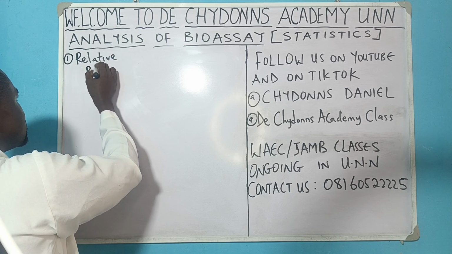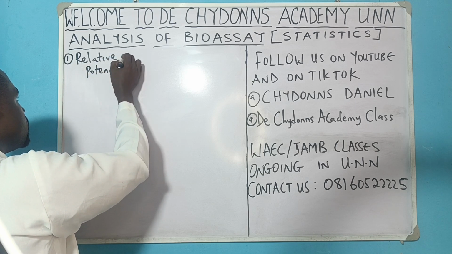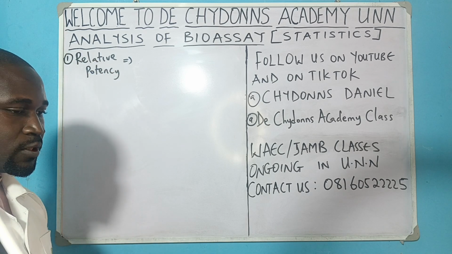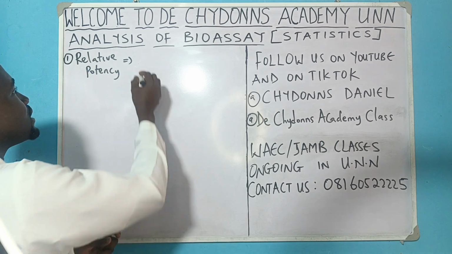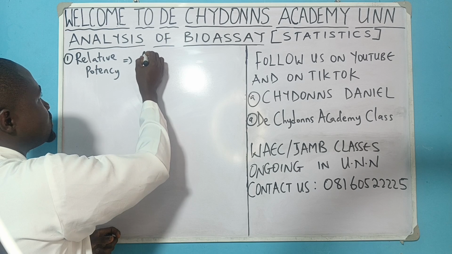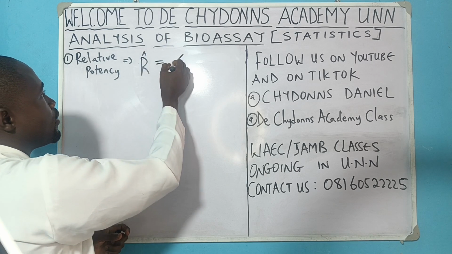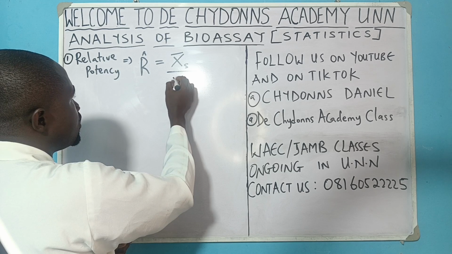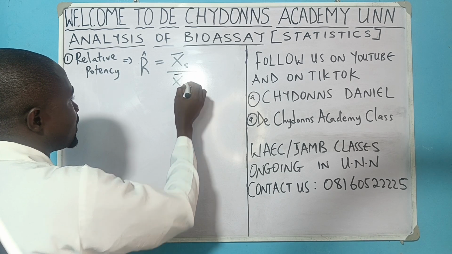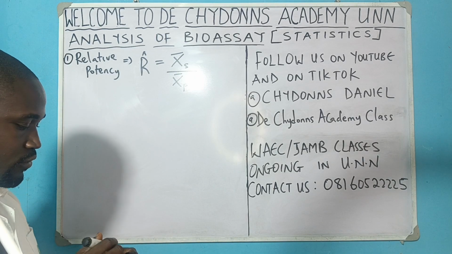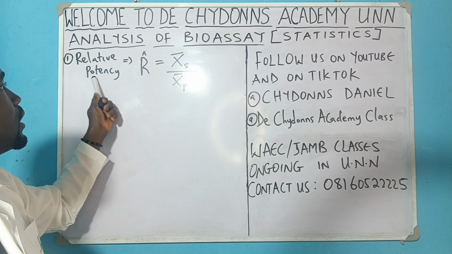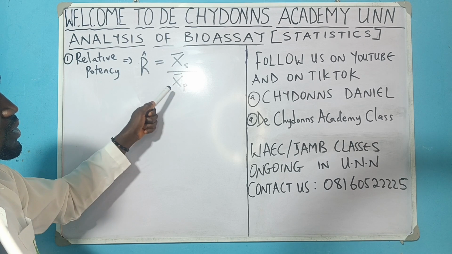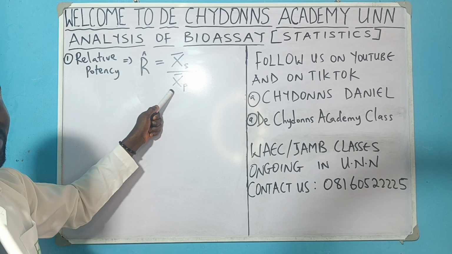Relative potency. One can be asked to find the relative potency, so to speak. This relative potency is denoted with this symbol, equals to mean of the standard test all over mean of the prepared test. This is the formula for finding relative potency. This is called mean of the standard test. This is called mean of the prepared test.